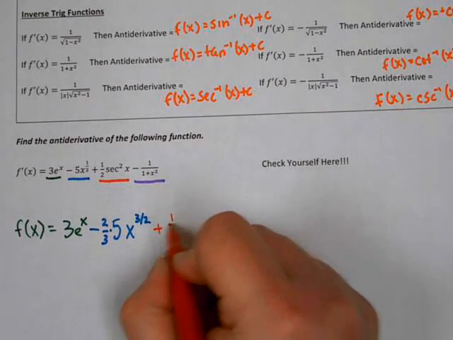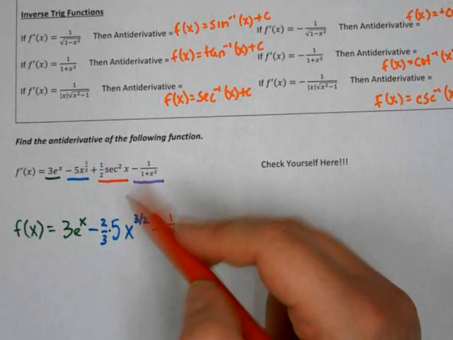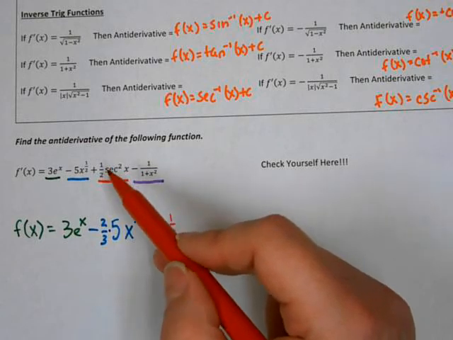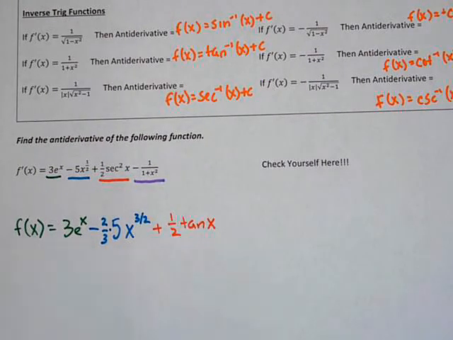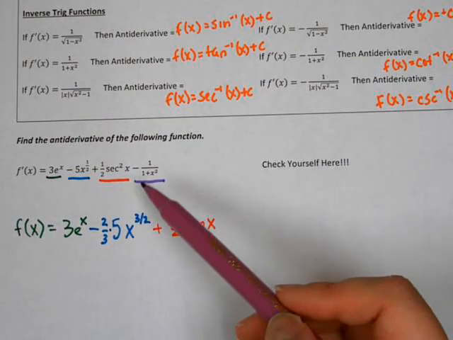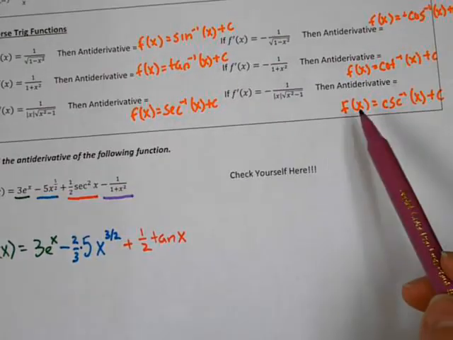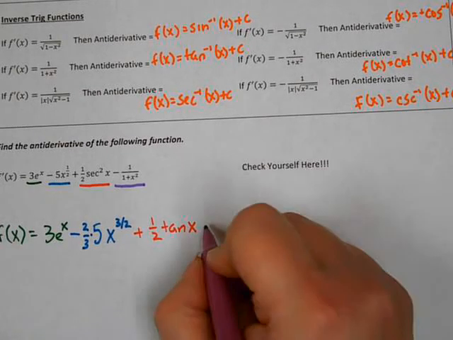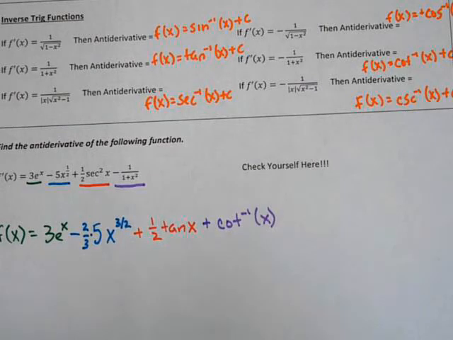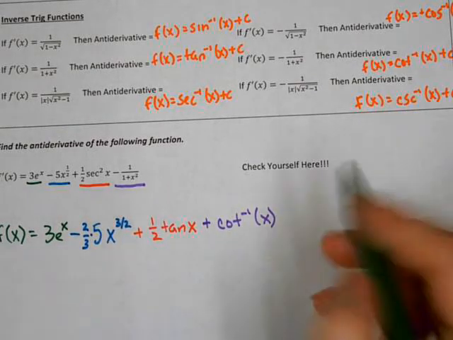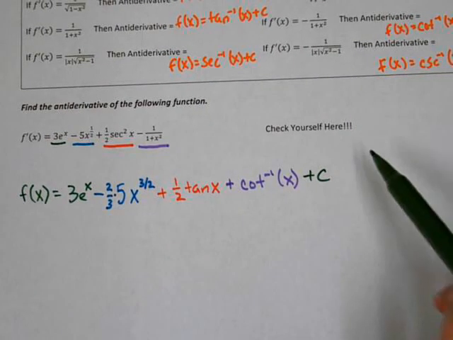Then I have plus 1/2, and we need to know what the antiderivative of secant squared is. So what function gives us a derivative of secant squared? That would be tangent. And then the last piece here, negative 1 over 1 plus x squared, well, we just did that one. That would be cotangent inverse of x. And then we know that we need a plus c at the end, because we always need our plus a constant.